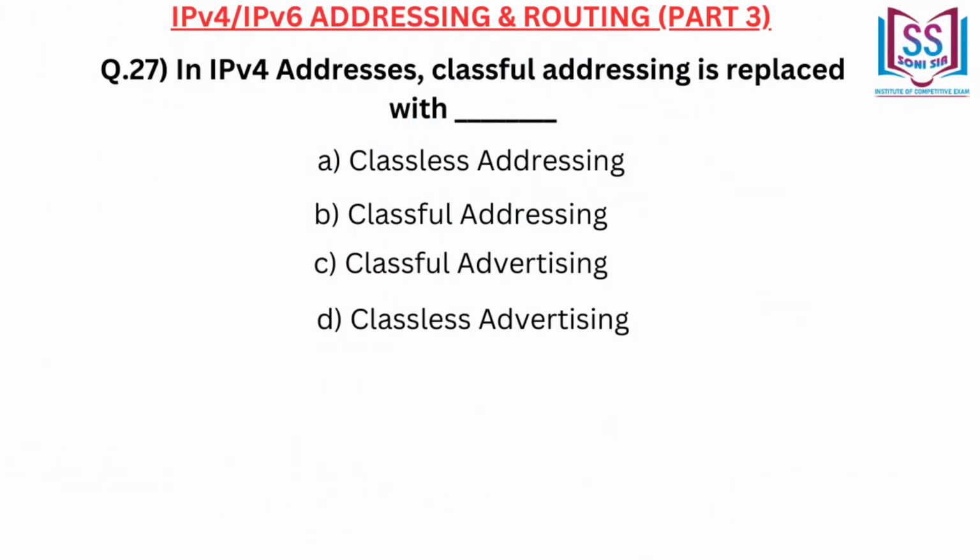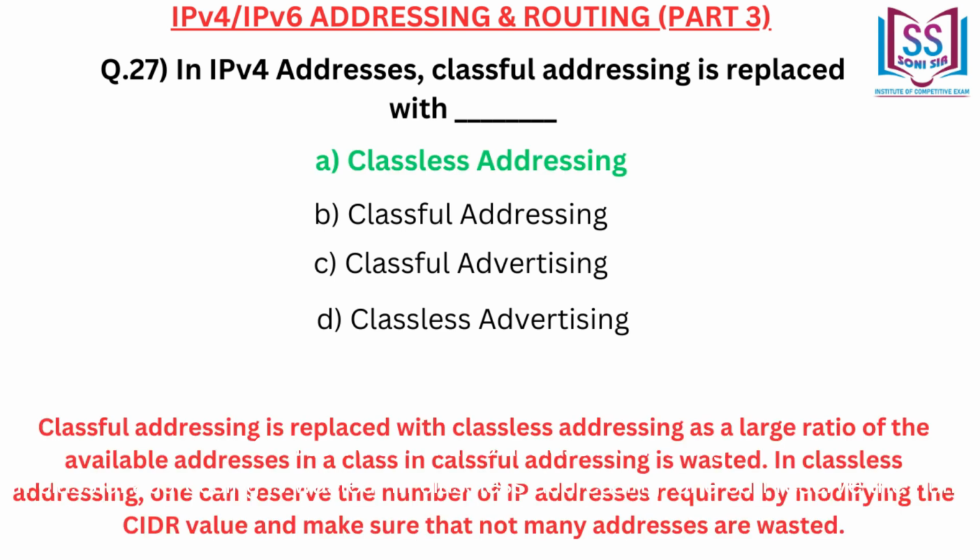In IPv4 addresses, classful addressing is replaced with dash. A. Classless addressing. B. Classful addressing. C. Classful advertising. D. Classless advertising. Correct answer A. Classless addressing. Classful addressing is replaced with classless addressing as a large ratio of the available addresses in a class in classful addressing is wasted. In classless addressing, one can reserve the number of IP addresses required by modifying the CIDR value and make sure that not many addresses are wasted.